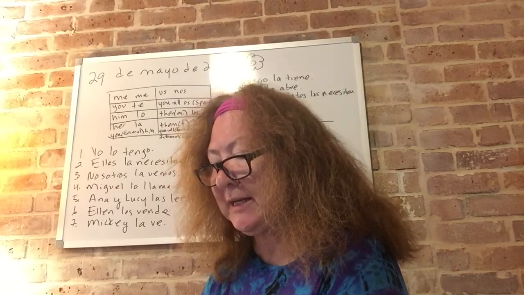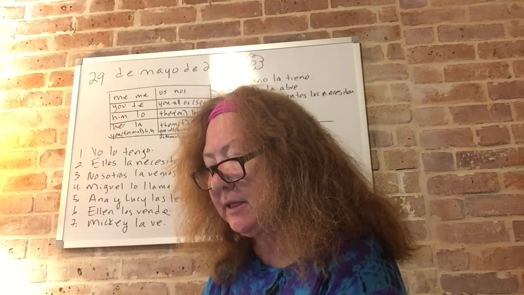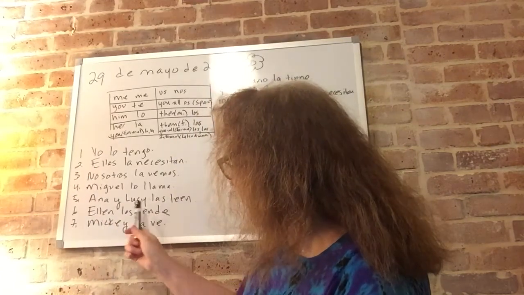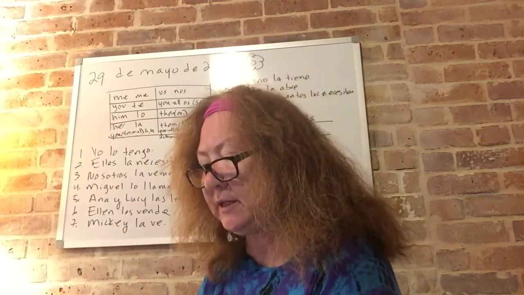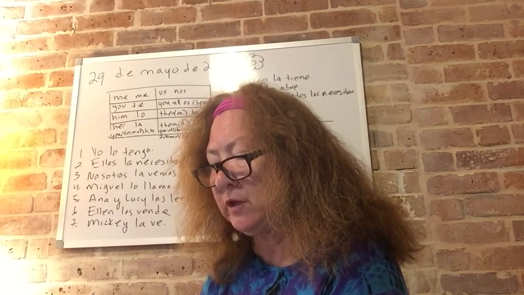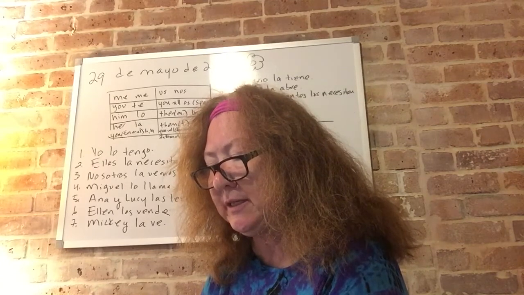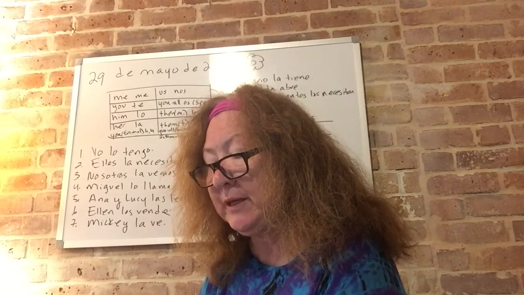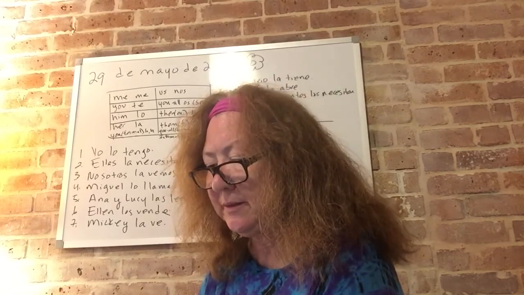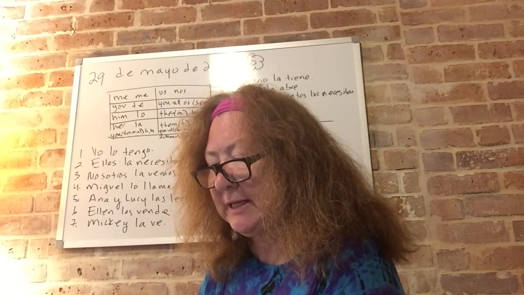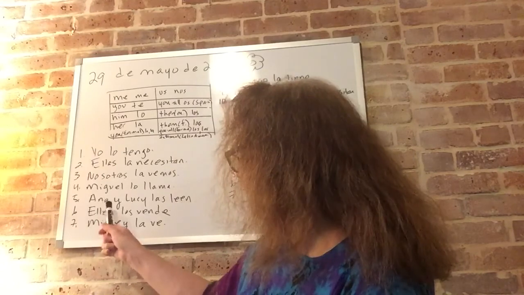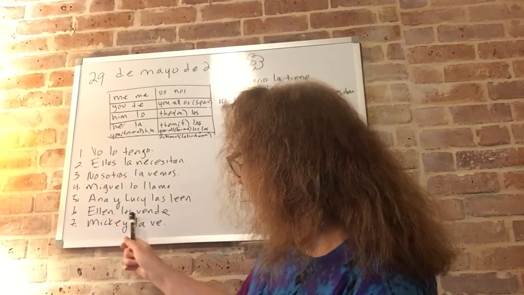Número 5. Ana y Lucy leen las revistas. Becomes Ana y Lucy las leen. Again, las revistas becomes las, and the las comes before the verb in Spanish. In English, it doesn't. So in English, it would be Anna and Lucy read them. So them would come after the verb. Número 6. Ellen vende los periódicos. Becomes Ellen los vende.